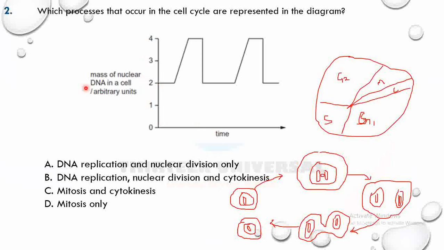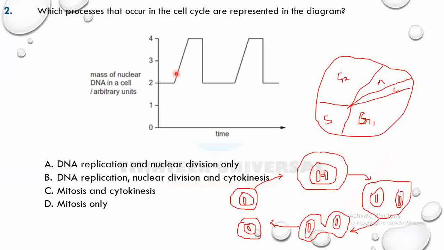Now can you see the mass, they said, which processes that occur in the cell cycle are represented in the diagram? This is the mass of nuclear DNA in a cell. This is time. Now, the first option says DNA replication occurs. Yeah, of course, DNA replication is occurring. How do I know? Because the amount of DNA increases. So during DNA replication, there is an increase. DNA is doubled. That's what is happening here. Yeah, the genetic material doubles here.